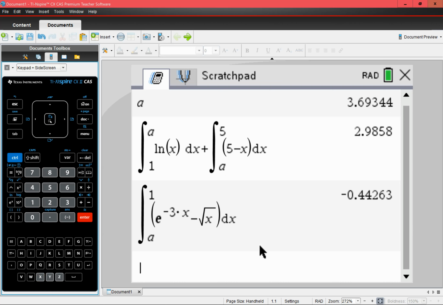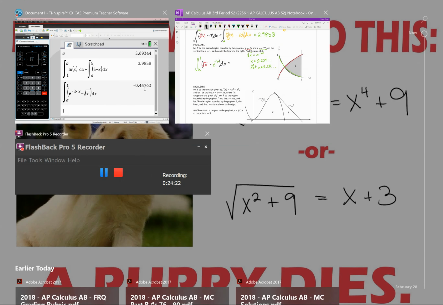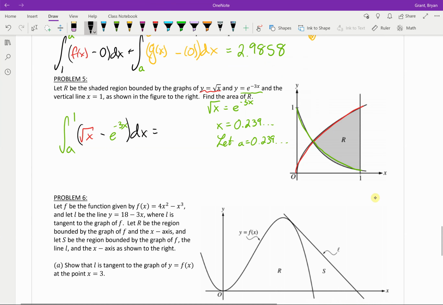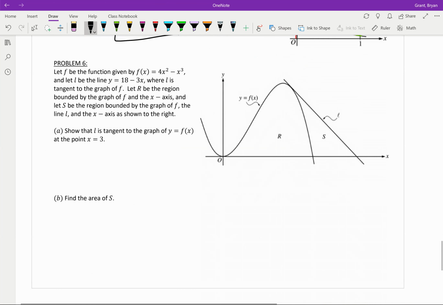Well, when I hit enter, I get a negative answer because now I'm doing bottom minus top, and when you do a small y value minus a big one, you're going to get a negative every time. And so the nice part is I don't even need to redo this. I know the answer is the same. It's just positive 0.4426, I think. So we're going to get 0.4426 as our answer, and we're set.